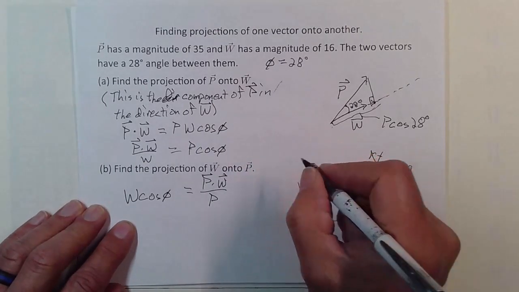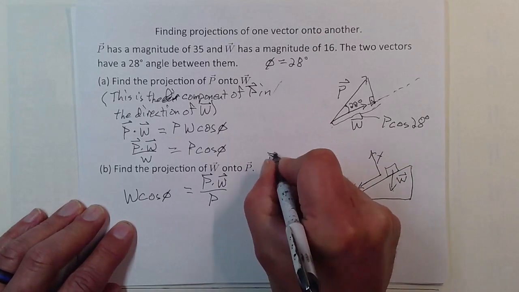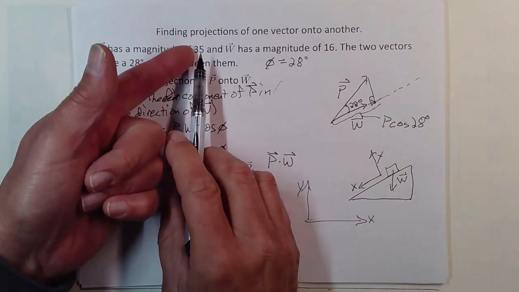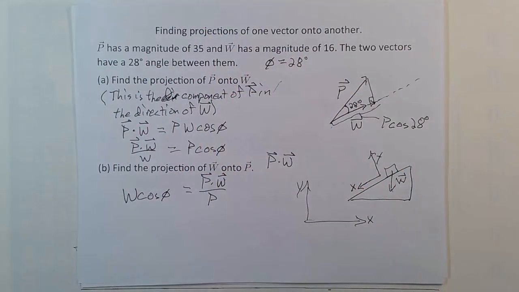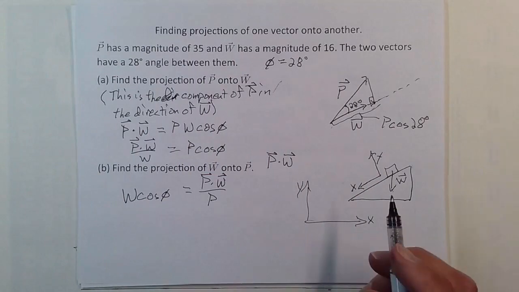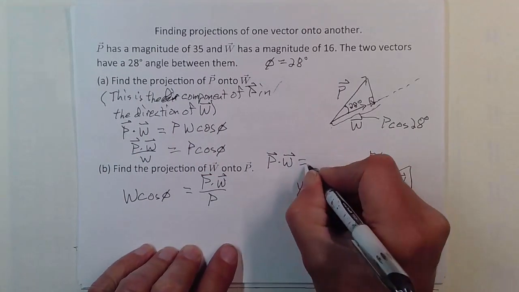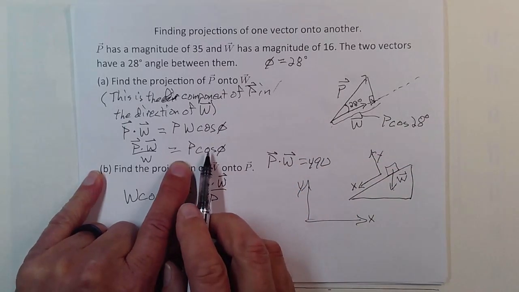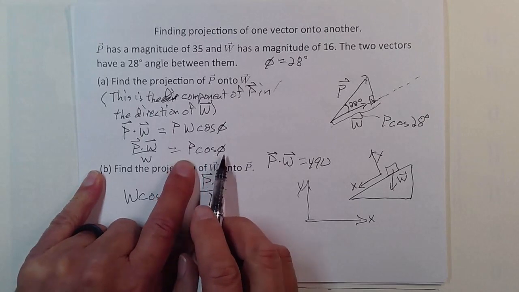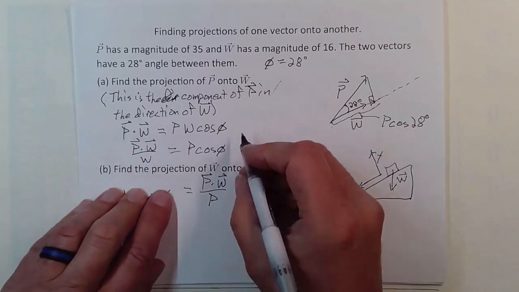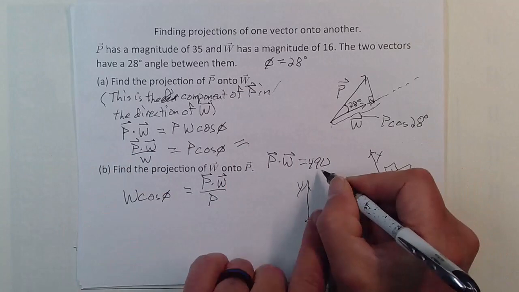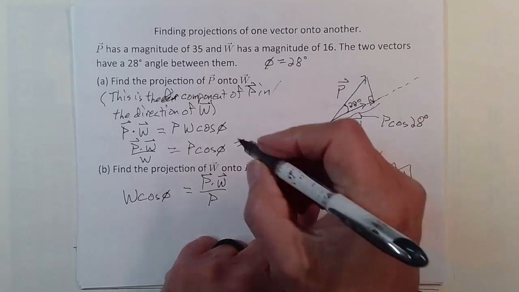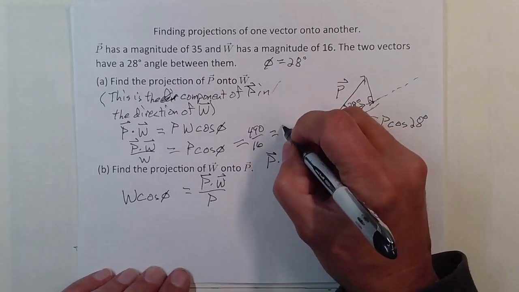Well, let's calculate p dot w once and be done with it. P dot w, I'm just going to take the magnitude of p times the magnitude of w and multiply it by the cosine of 28. I get 490 for this. So the projection of p onto w is just going to be p dot w divided by the magnitude of w. If I just divide that number by the magnitude of w, 16, I get 31 for that.